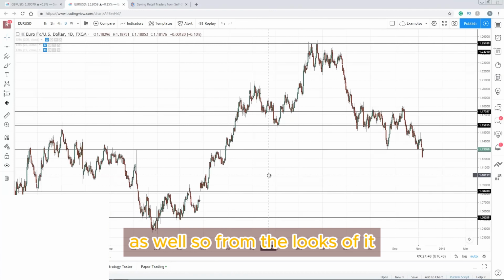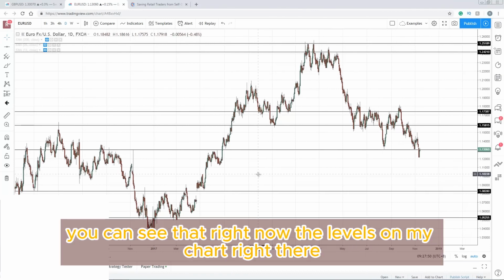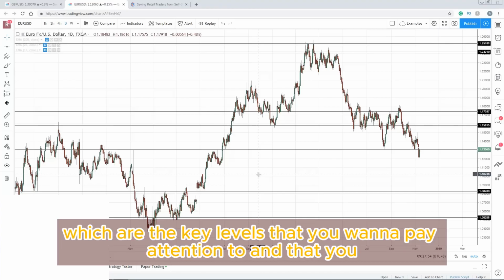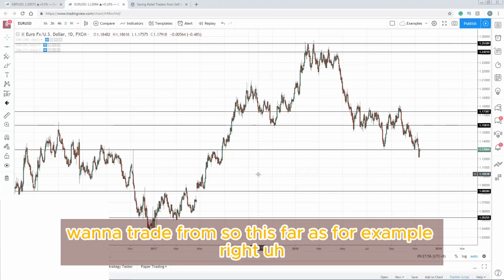as well. So from the looks of it, you can see that right now, the levels on my chart are much cleaner. And now, one look at it, you know which are the key levels that you want to pay attention to and that you want to trade from.